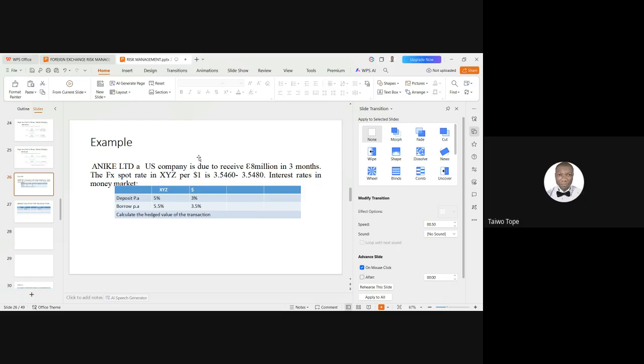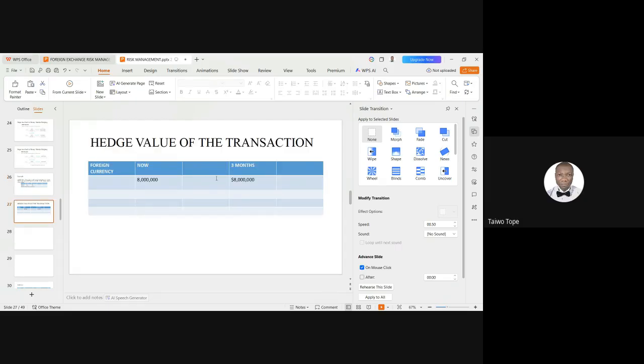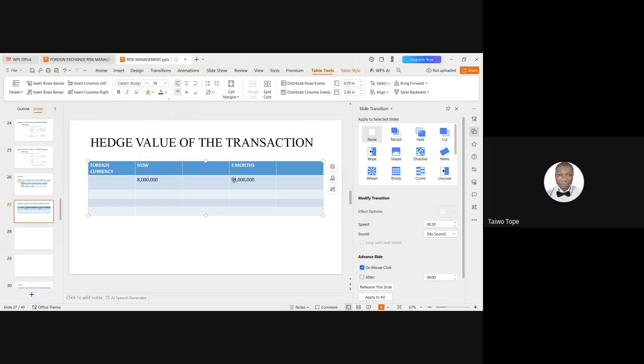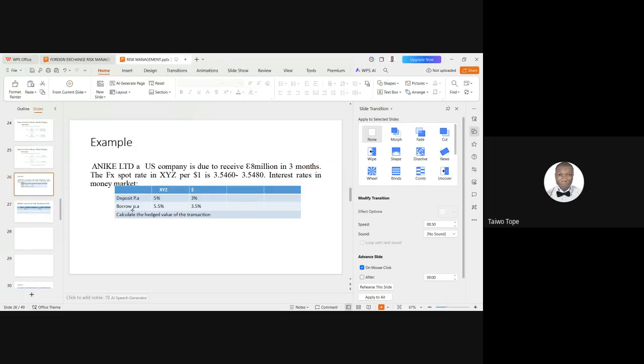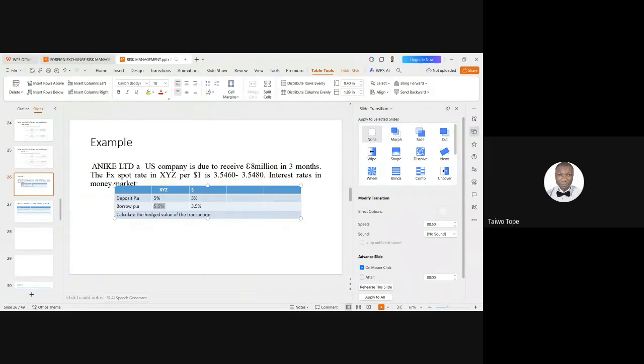Because your own home currency is US dollar, but the foreign currency is SYZ. So look at it now. If you want to borrow in SYZ, what is the rate? See it. 5.5, isn't it? Yes, 5.5.